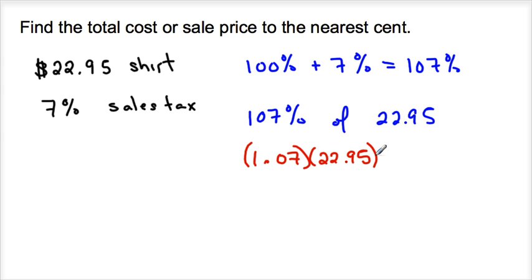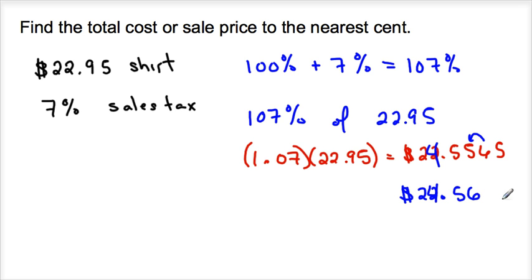Now when I convert 107% into a decimal, I get 1.07 times $22.95. And if you do the multiplication here, you should see that you get the same answer. A little different, it's going to be 24.5565. Too many numbers for money, so $24.56, rounding to the nearest hundredth. Do not forget to round when you have money.